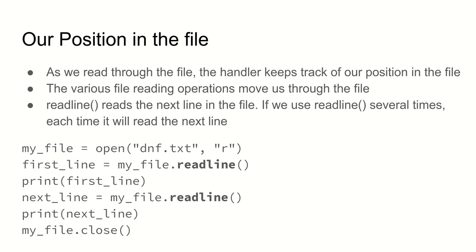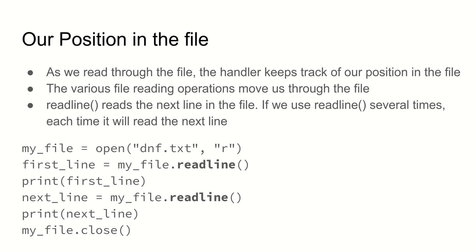As we read through the file, that file handler keeps track of our position, of where we would read if we asked to read again. What would be the next thing we would get? So each of those various file reading operations move us through the file by some amount. There is a readline function that reads the next line in the file. This is similar to what our loops would do. Each time we go through the loop, it's like we called readline. It would step us in our position one line further through.